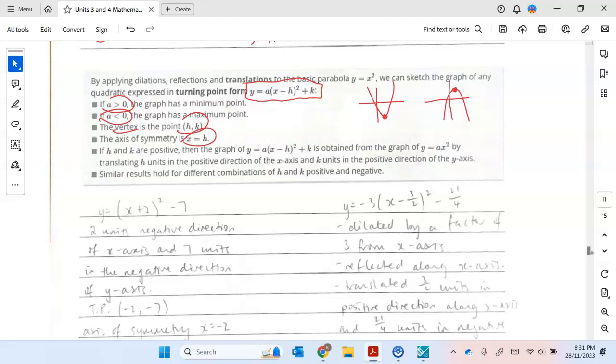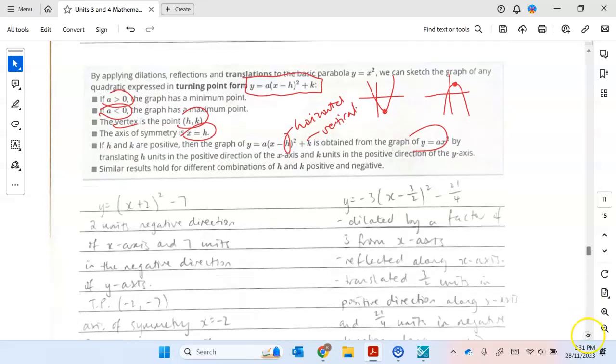What else do we know? If h and k are positive, then the graph is obtained from the transformations. h is your horizontal translation, and k is your vertical translation.